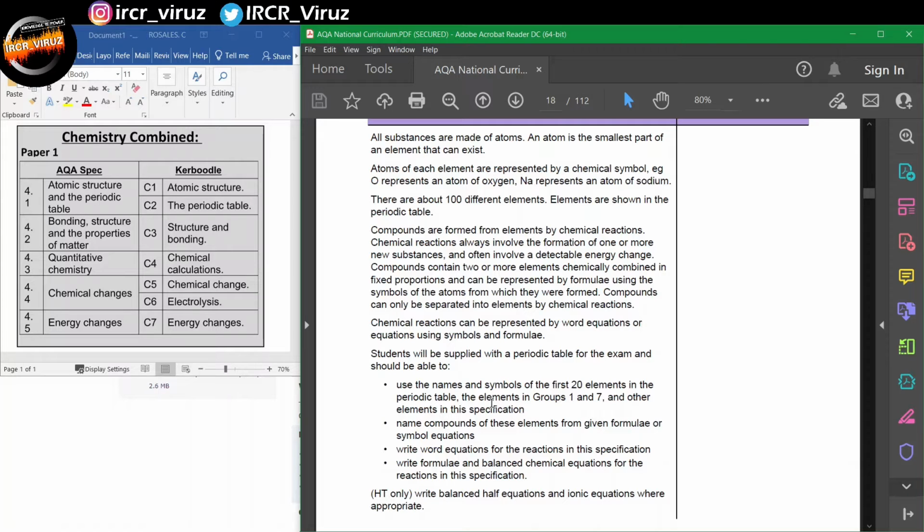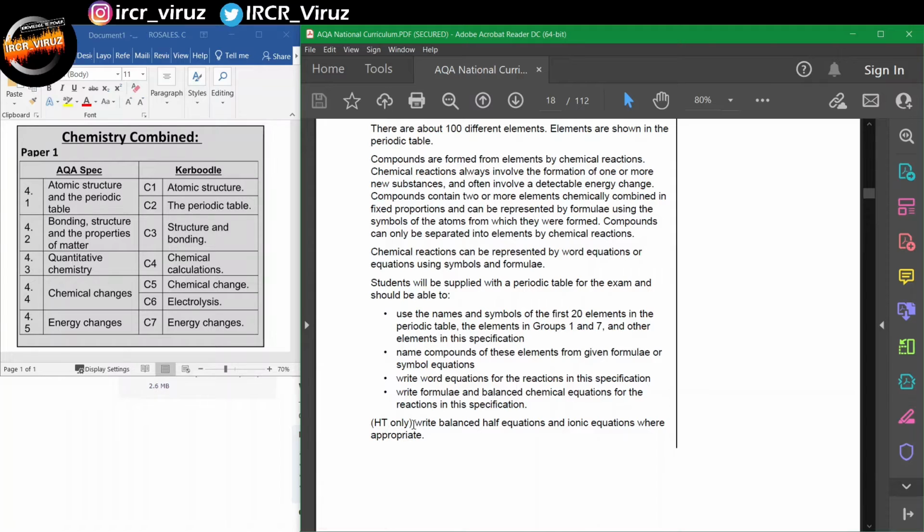You want to make sure that you know how to do word equations. Most of the time the problem itself will tell you this acid is reacting with this metal, and it's going to give you a salt and water as a result. Then all you need to do is put those in a specific order to make a word equation. If you're doing higher, then you might be asked to do the chemical symbols instead of the word equation. If you're doing higher, you might be looking at writing half equations and ionic equations when appropriate, if the question asks you to do that. I wouldn't worry about that unless you're doing triple science.